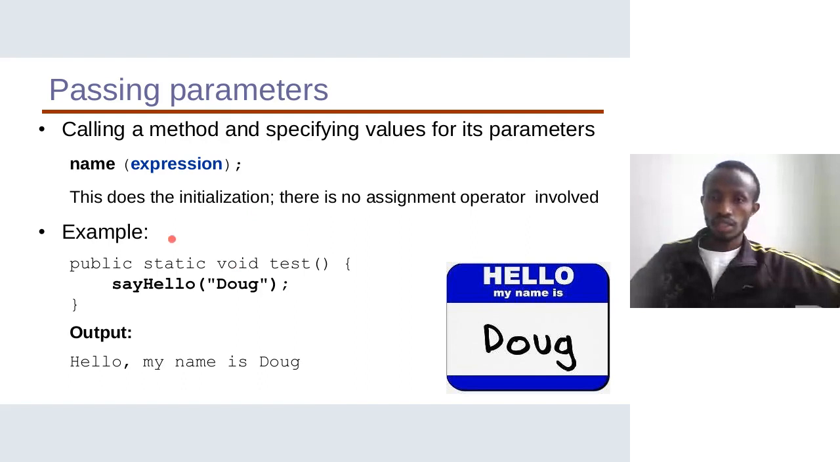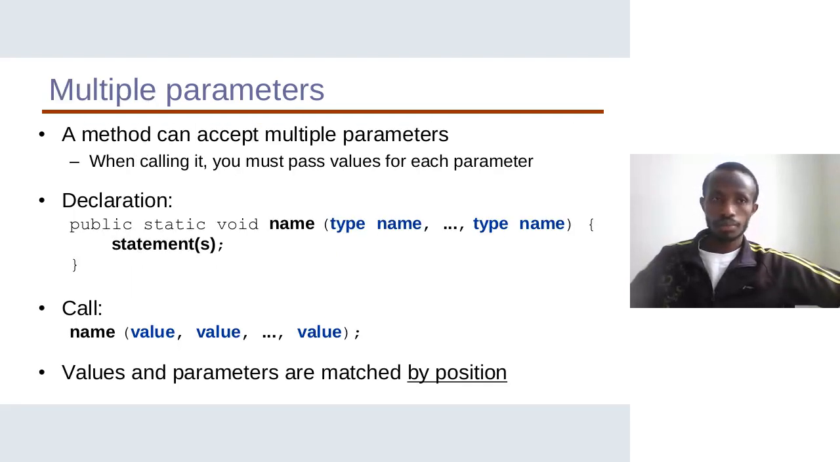In this case, this method doesn't have any parameter. So parameters are optional if you're not expecting anything from the caller. For multiple parameters, this is how you declare them, separated by commas. But each parameter must be accompanied by its type.